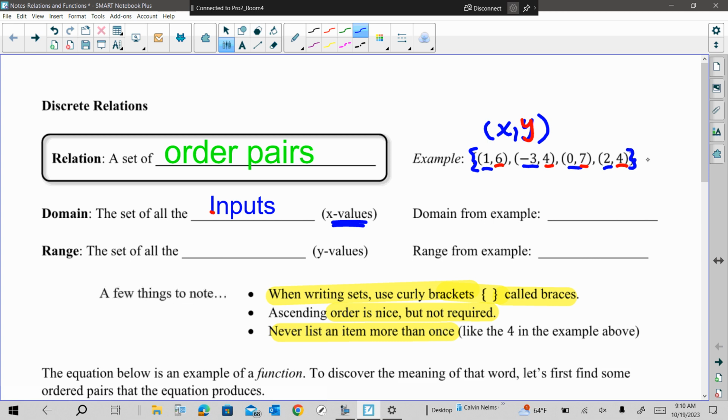So if I'm looking at this example, the domain would be which values? Which are the X coordinates? The first numbers, guys. 1, -3, 0, and then put that on your notes. Domain are the X values in your ordered pair. Another name for domain is the input.